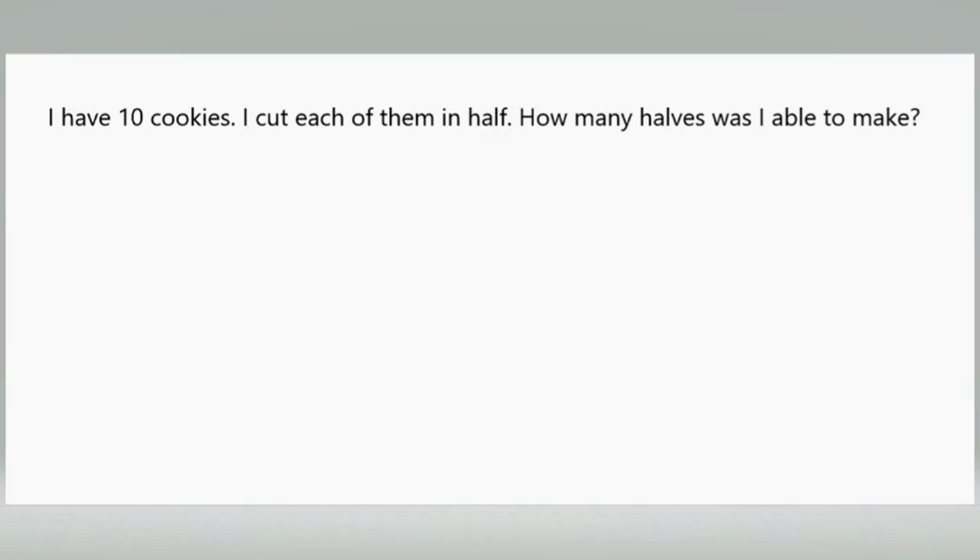I have 10 cookies. I cut each of them in half. How many halves was I able to make? So first, let's go ahead and start off by making our expression. We have 10 divided by 1/2.